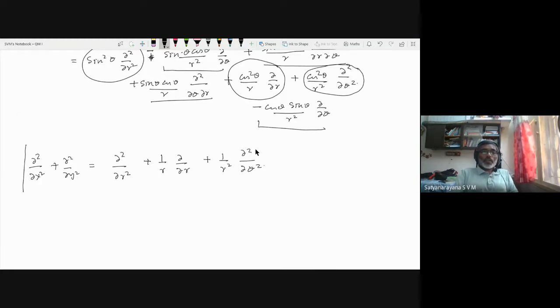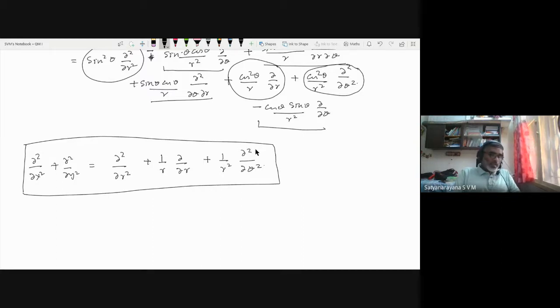Okay, so all other terms will get cancelled. So please carefully look at this, and you can see that the del square in plane polar coordinates will have this kind of an expression.